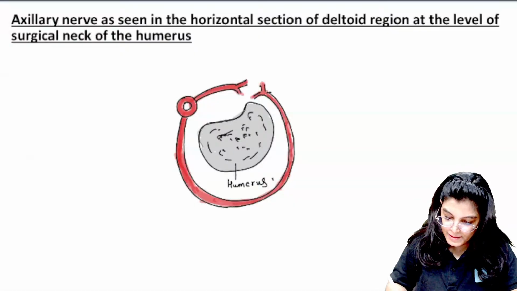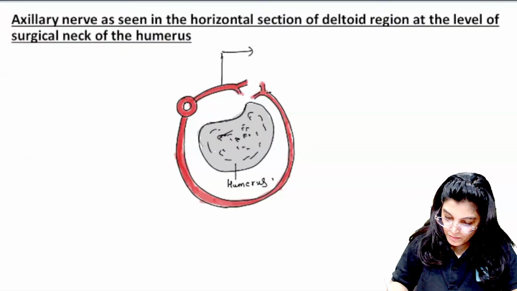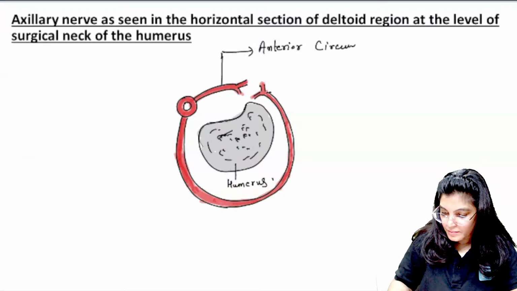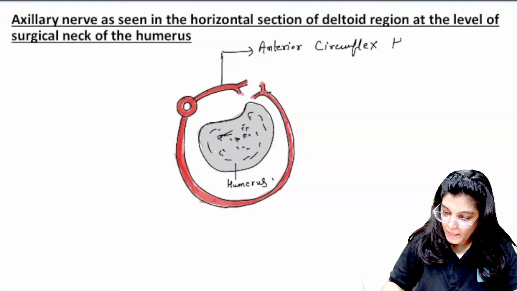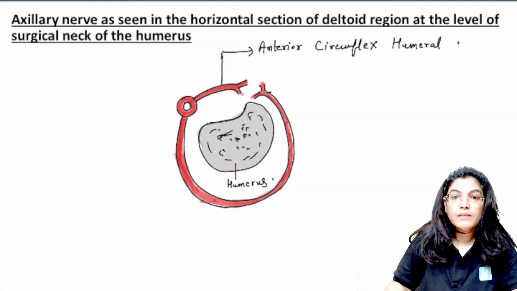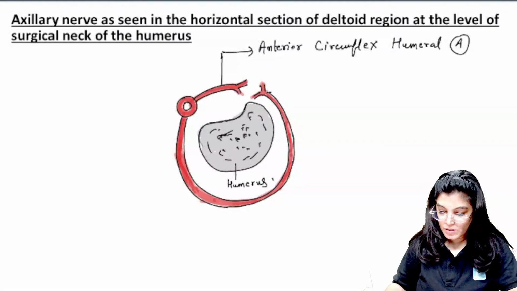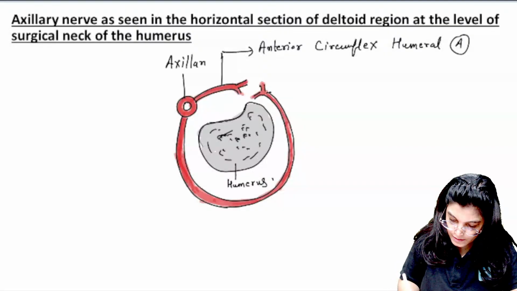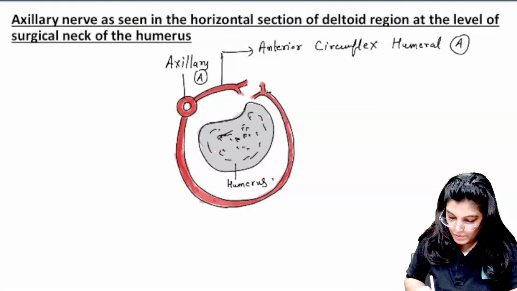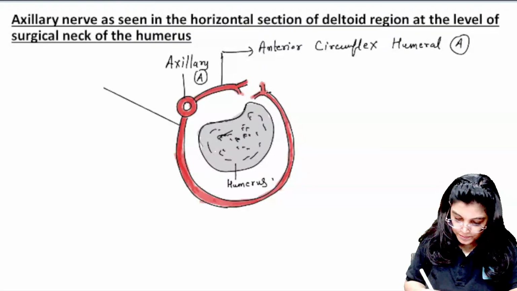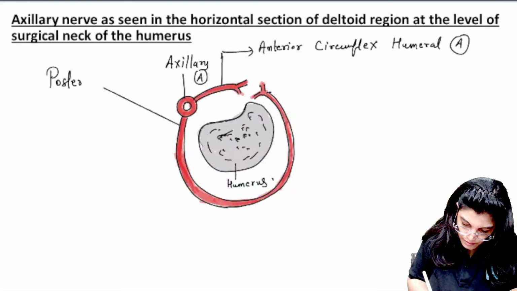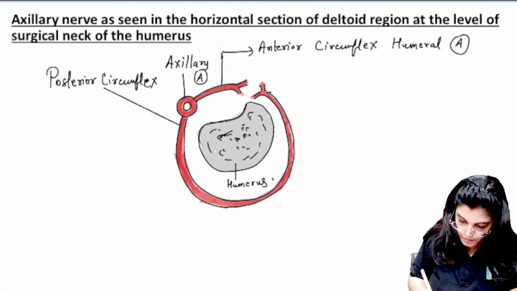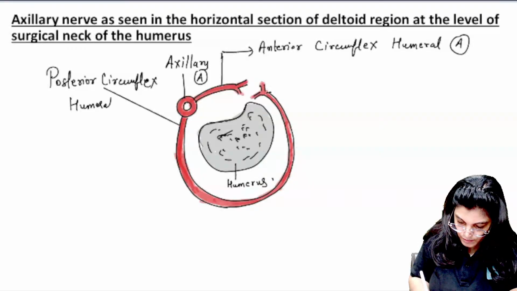So which artery is this? This will be the anterior circumflex humeral artery. This will be the axillary artery. And this will be the posterior circumflex humeral artery. Got it?